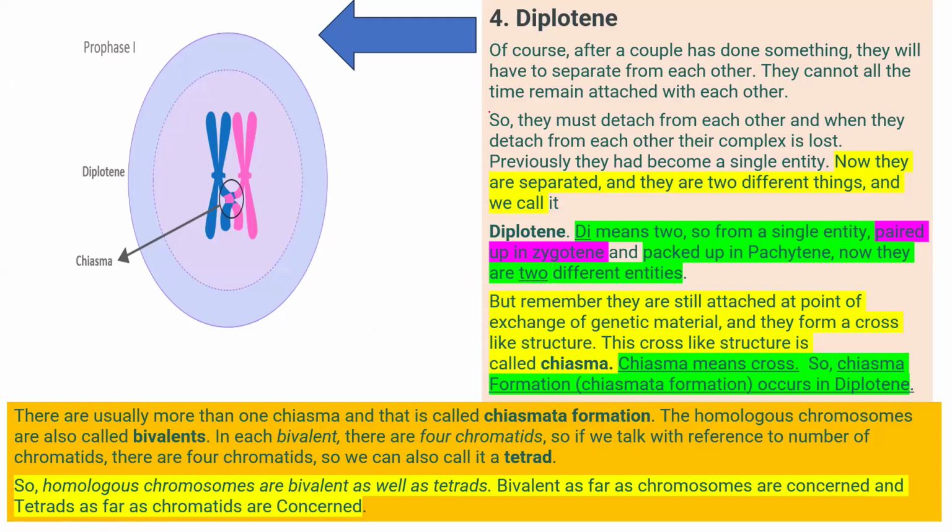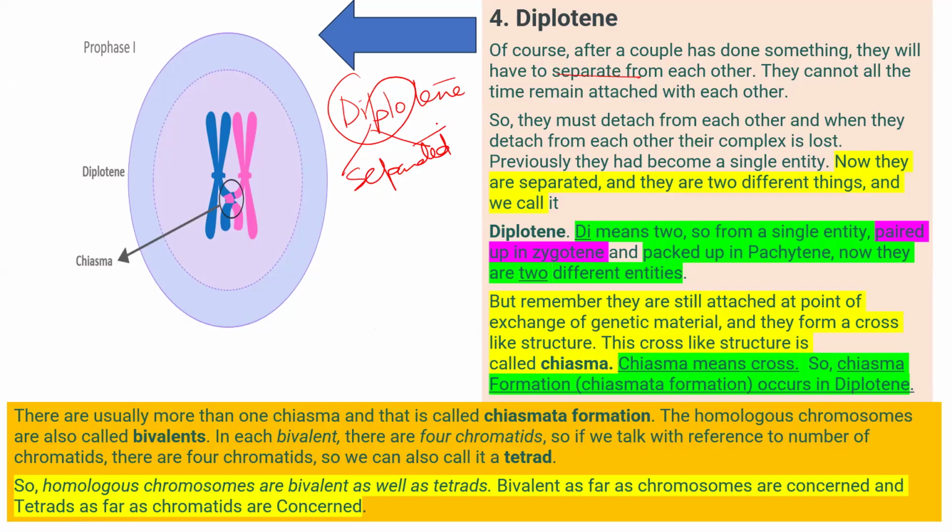Then comes the diplotene stage. What happens after a couple has been together? Some misunderstanding arises, they start fighting each other, and they decide to separate. Diplo means they are diplomatic to each other. They start separating, because they cannot remain attached to each other all the time. So they must detach from each other.